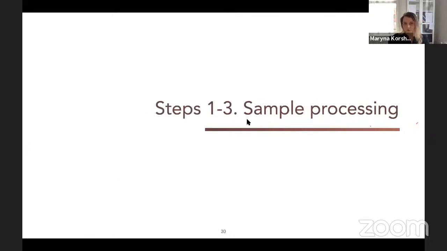Actually, this workflow that we will discover today contains six main steps. The first part is related to sample processing. About the sample processing, you will hear much more in our second lecture today, which will be related to the workflow on how to process different types of samples, and which kind of procedure you have to apply to be able, in general, to come to the sequencing stage. But let's start with sample processing.